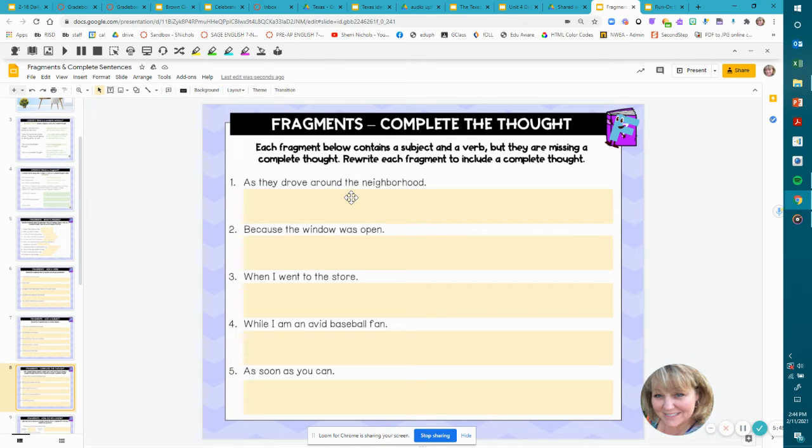So you can either do this: the family looked at Christmas lights as they drove around the neighborhood. Or you could say, as they drove around the neighborhood, they were calling for their puppy. With this type of sentence, you can add your independent clause at the beginning, or you can add your independent clause at the end.